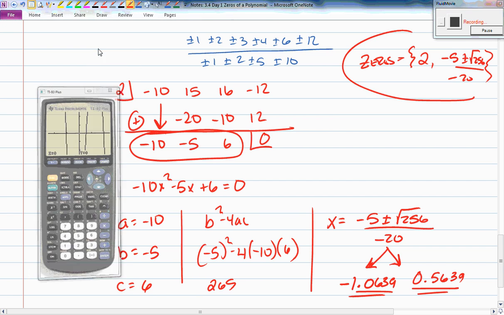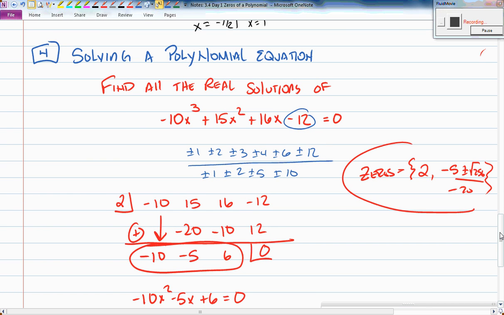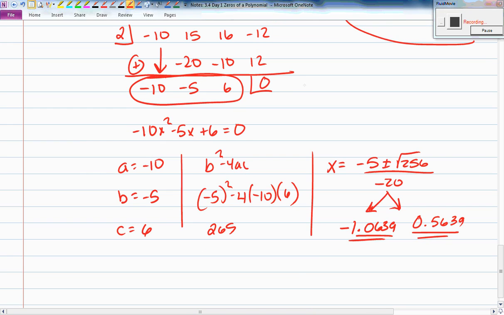Okay, so in review, our goal here is to find the zeros for these polynomial equations. We start by using the rational zeros theorem. We graph on the calculator and find one that we think works. We use synthetic division, make sure we get a 0 there, and then we solve the resulting equation.